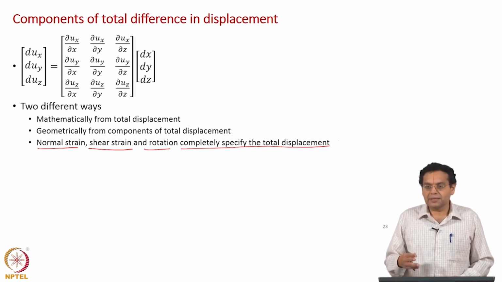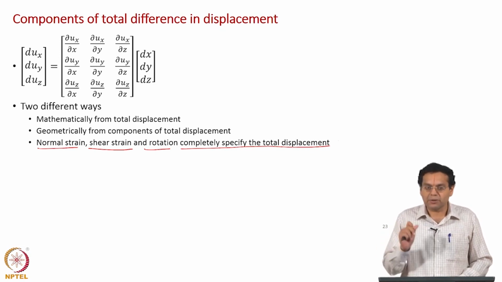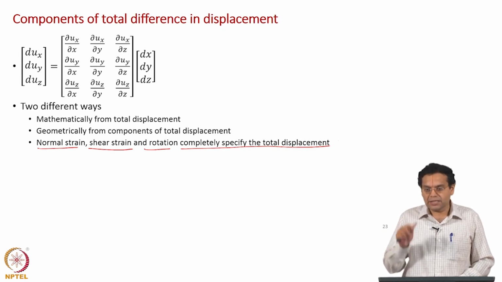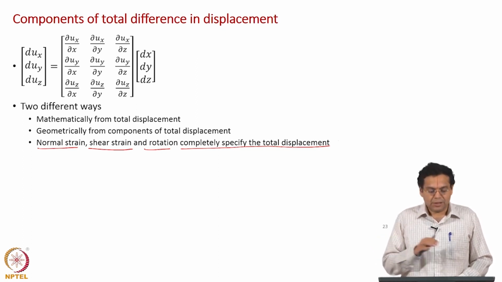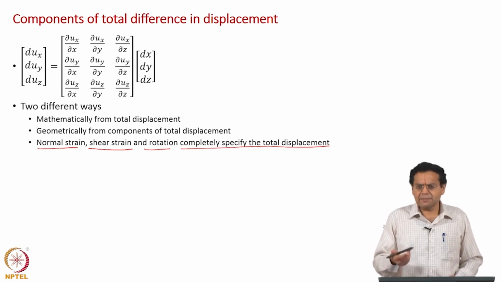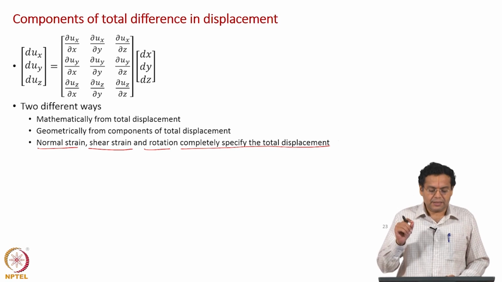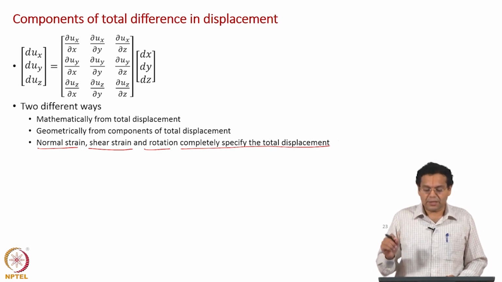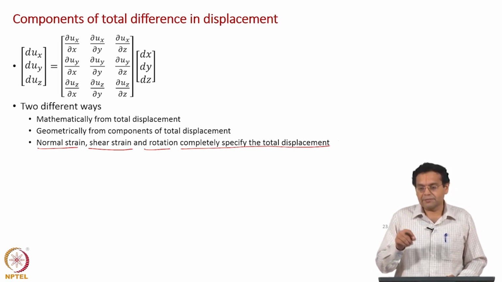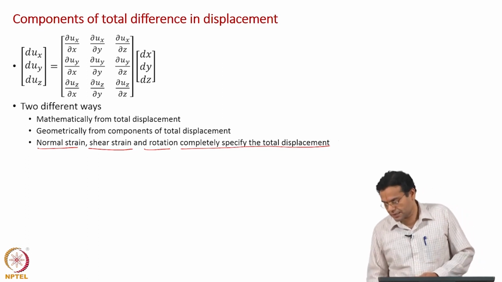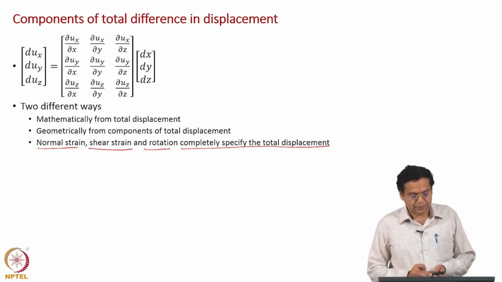Initially we made a statement that I am going to consider only normal strain, shear strain and rotation, but why should I consider only these three? This is the conclusion: it is enough if you consider those three, you can arrive at the same expression, which implies that those are the only strains and rotation to be considered to arrive at the total displacement. That is the conclusion which we arrive at.